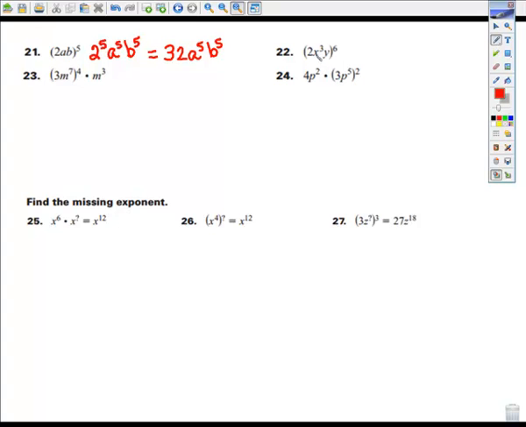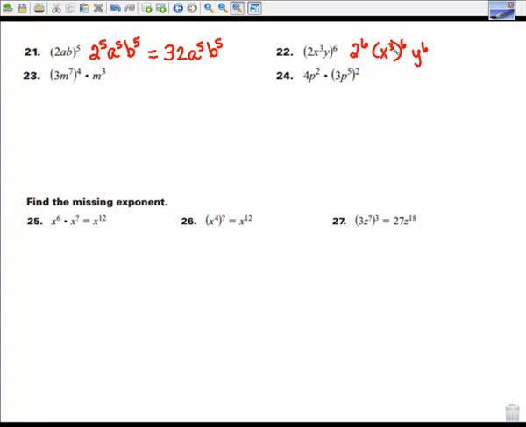Here I have 2x to the third, y to the sixth. So I have 2 to the sixth, x to the third to the sixth, and y to the sixth. Notice right here, this gives me the power to a power as well. So 2 to the sixth is 64. X to the third to the sixth, remember we multiply, so that's x to the 18th, and then I have y to the sixth.